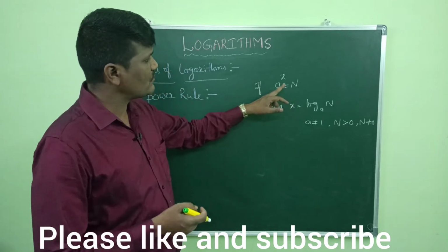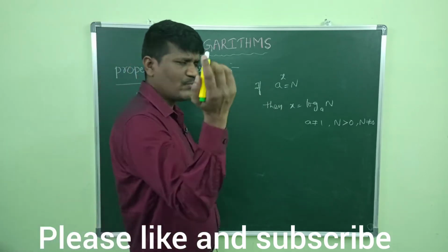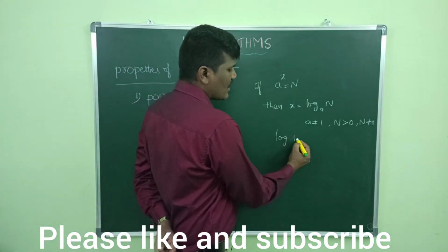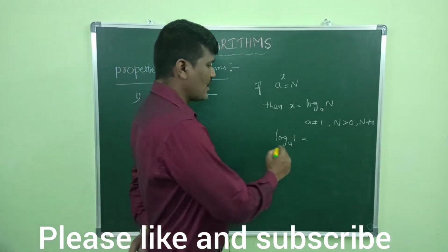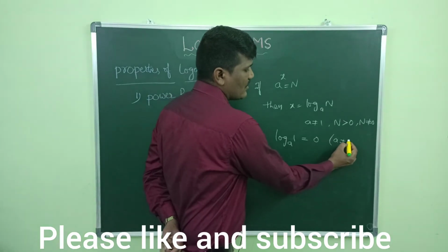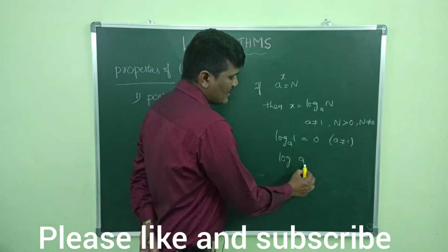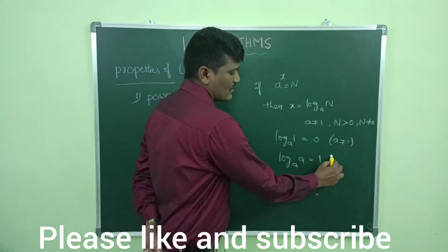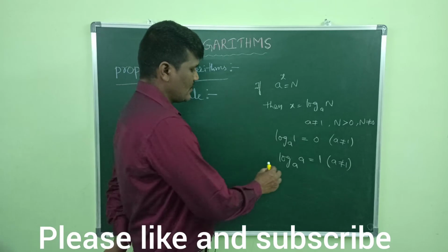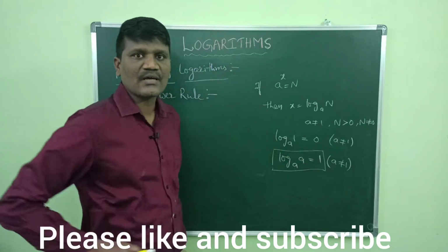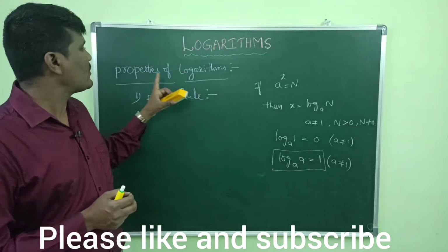Not only this, how to convert from exponential form to logarithm form and logarithm form to exponential form, and some basic formulas we have seen. Log 1, irrespective of the base, whatever the base except 1, is equal to 0, where a should not be 1. Also we have seen log a to the base a is equal to 1, where a is not equal to 1. This is the most important formula which we are going to use in the further formulas. Now let us see some of the important properties of the logarithm.